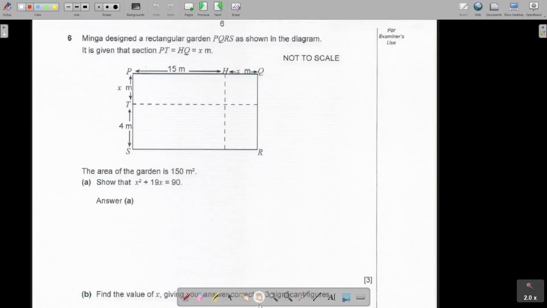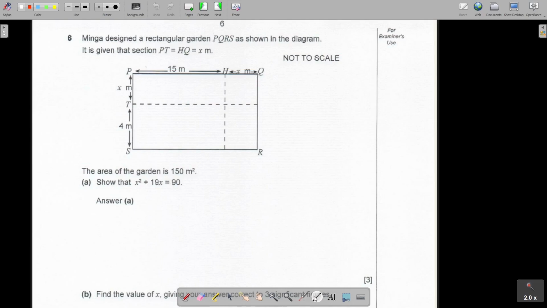Question number 6. Minga designed a rectangular garden PQRS as shown in the diagram. It is given that section PT is equal to HQ. So meaning, can I show you? PT is equal to HQ is equal to X.